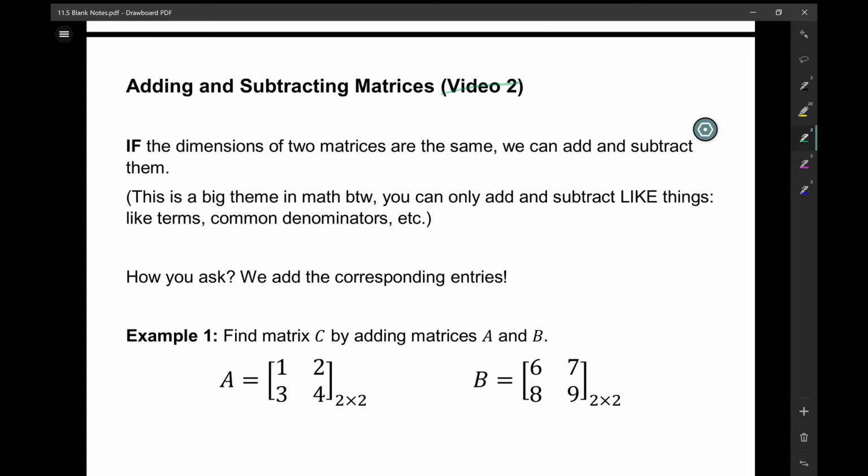The variable part has to be the same. You can only add and subtract like fractions who have the same common denominators. In math, you need things to be the same. You need them to be like for you to be able to add and subtract them. That applies to matrices as well.